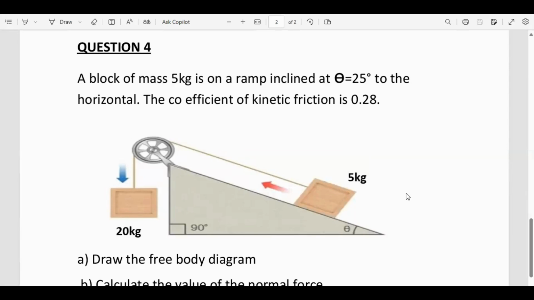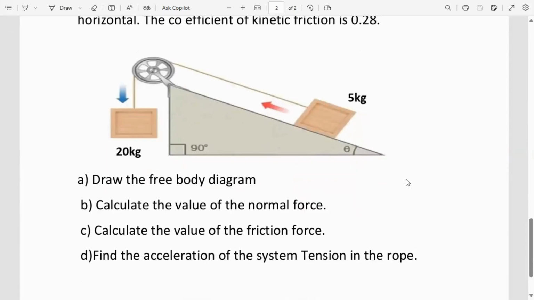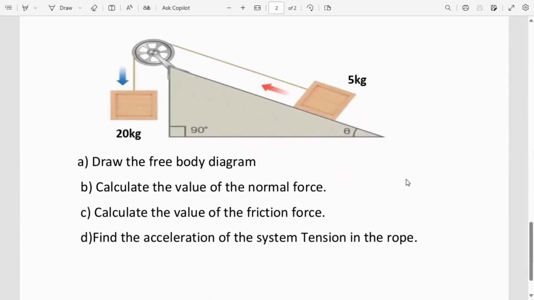So question 4, the last question on tutorial sheet 8, says a block of mass 5 kilograms is on a ramp inclined at theta equal to 25 degrees to the horizontal. The coefficient of kinetic friction is 0.28. So that's the diagram. Then there are questions that follow.